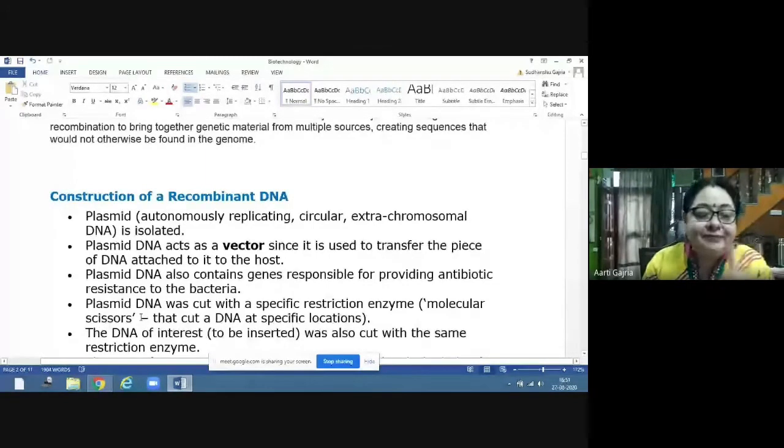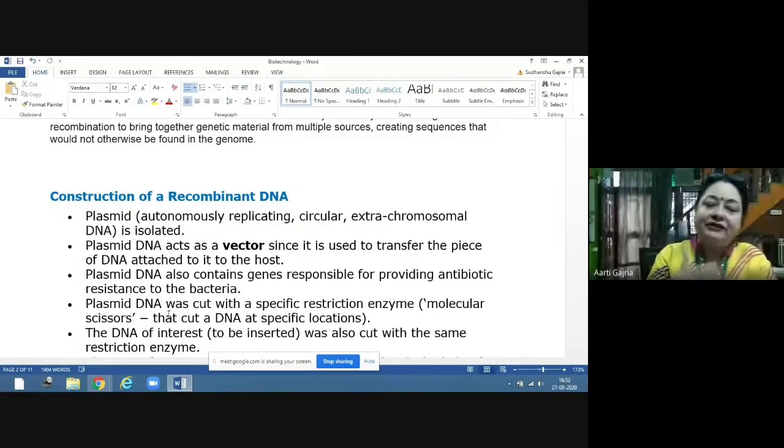Now, plasmid DNA was cut with a specific enzyme. Now, you know how we can cut the DNA? By molecular scissors. And what are these molecular scissors? Restriction enzymes, endonucleases and exonucleases. Now, these restriction enzymes are very, very specific. They cut the DNA at a specific location.